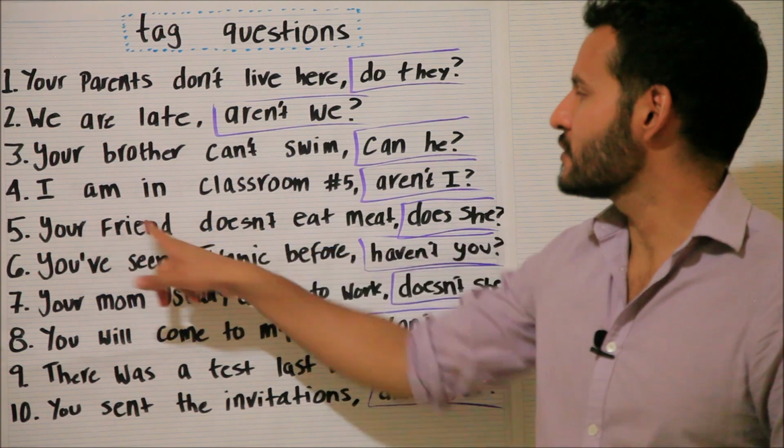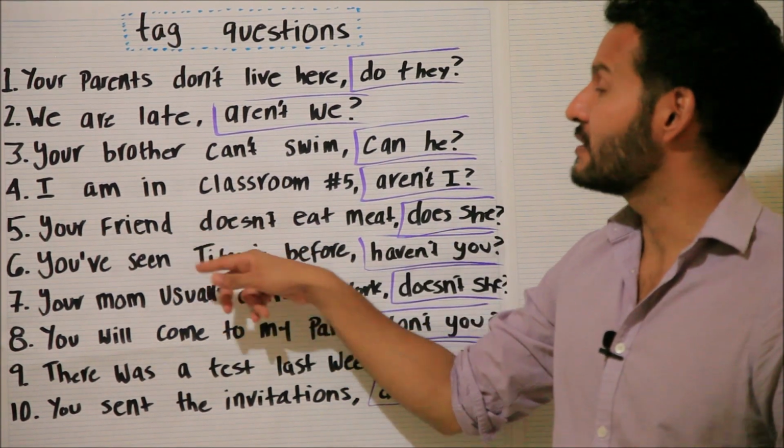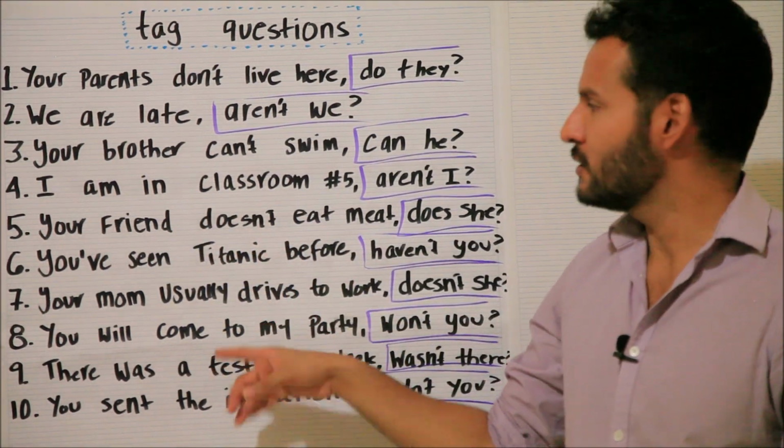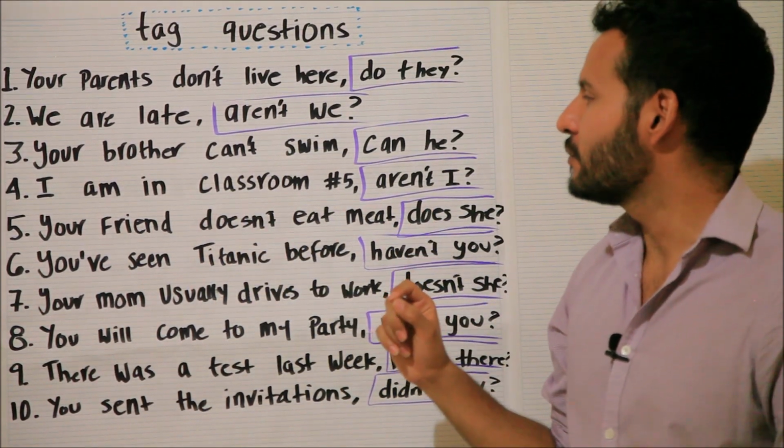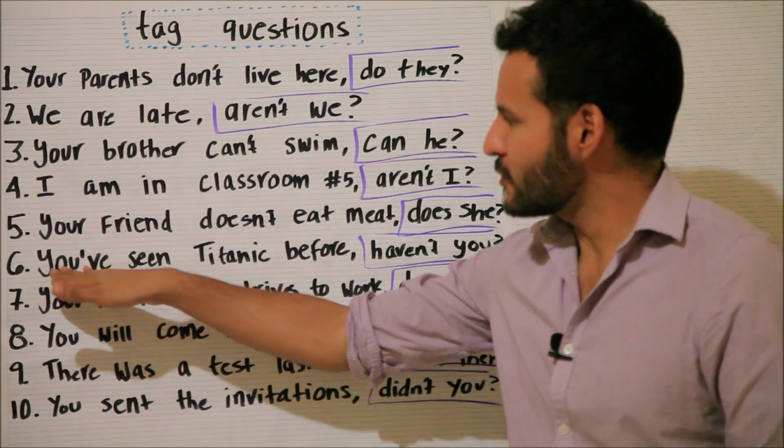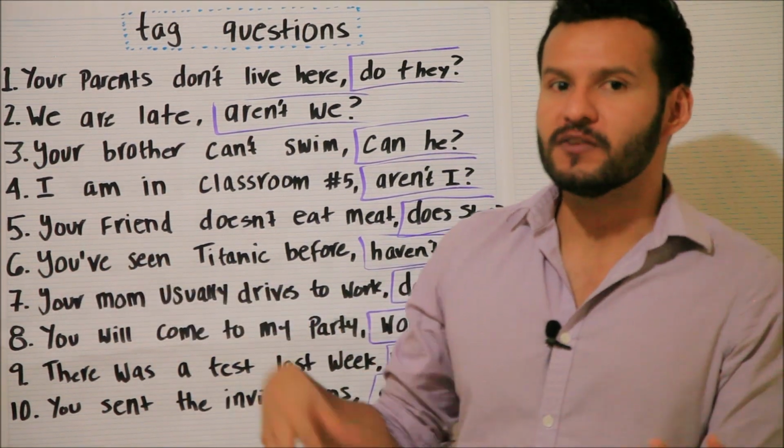Sentence number five also has an auxiliary. Your friend doesn't eat meat. So we simply repeat the same auxiliary, but in the affirmative form. Sentence number six has an auxiliary, you've seen.